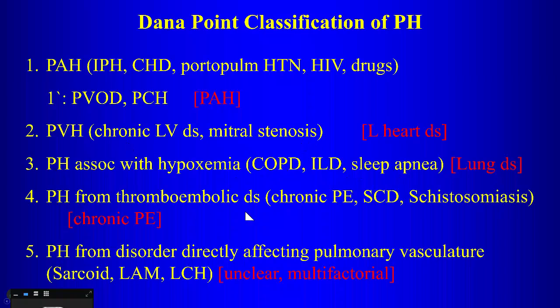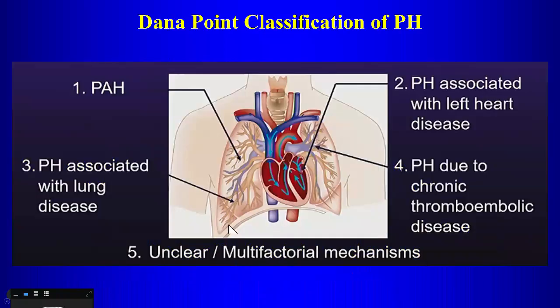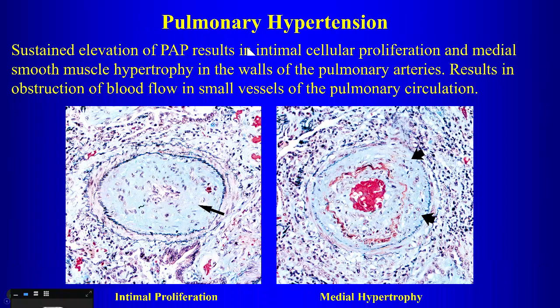Group 4, pulmonary hypertension from thromboembolic disease, so chronic thromboembolic disease, parasites like schistosomiasis, worldwide sickle cell disease could also do that. And then group 5 is unclear or multifactorial, pulmonary hypertension from disorders that are directly affecting the pulmonary vasculature: sarcoid, LAM, LCH. So this classification is related also to the treatment, because the different categories would determine what treatment can be offered to the patient. So that's the data point classification of pulmonary hypertension.